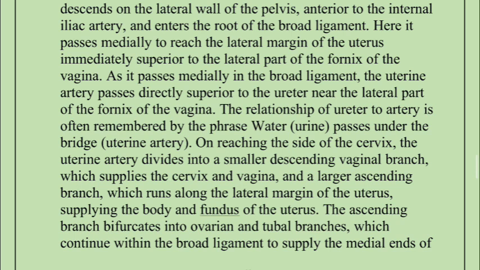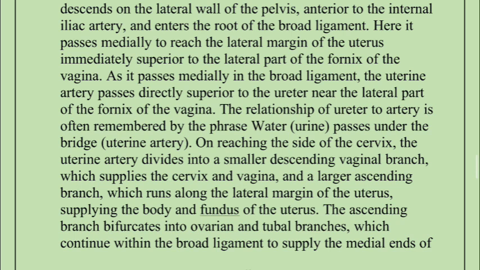The uterine artery goes on as it reaches the side of the cervix. The uterine artery divides into a smaller descending vaginal branch. This small descending vaginal branch supplies the cervix and vagina. Then it also gives a larger ascending branch. The larger ascending branch runs along the lateral margin of the uterus, and this branch supplies the body and the fundus of the uterus.